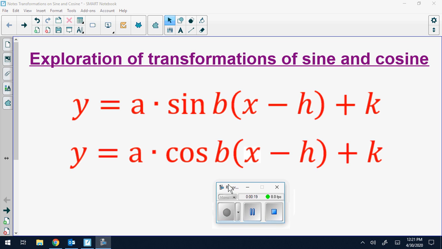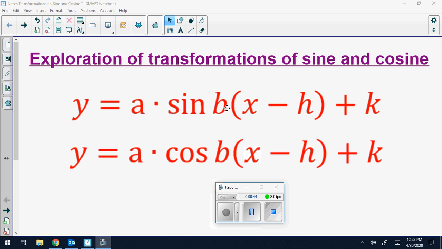This is more just kind of understanding what A does to our graph, what H does, what K does, which we already know those three. It's going to be the same as when we did our absolute value, the same as when we did our quadratic, the same as when we did all of them, rational, all of them. And then B is new. We haven't done B before. So we're going to start with A, then do H, then do K, and then do B.